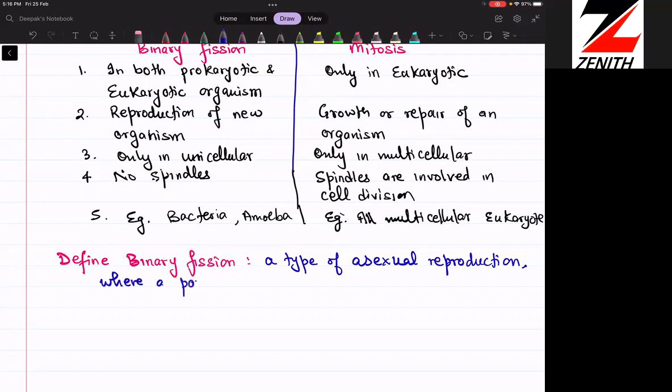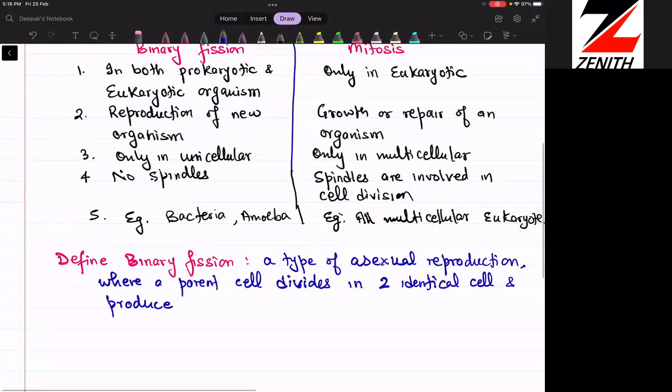where a parent cell divides in two identical cells and thus produces offspring.